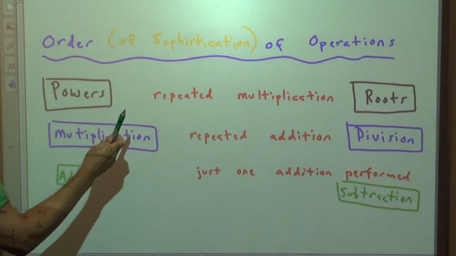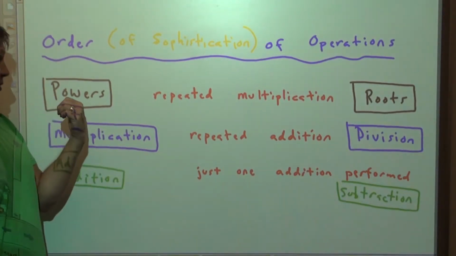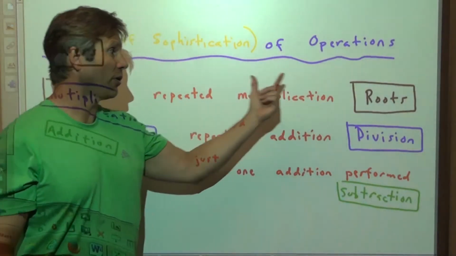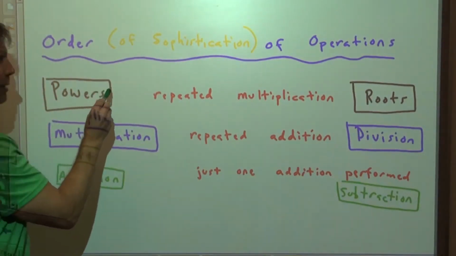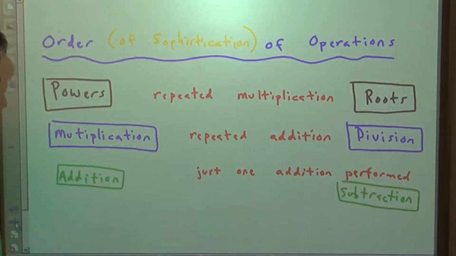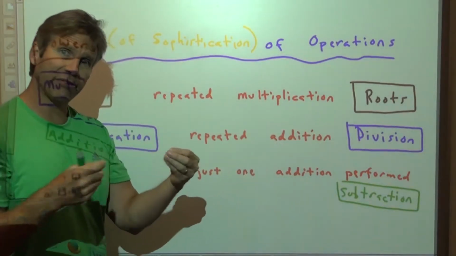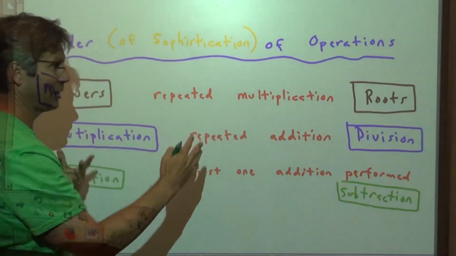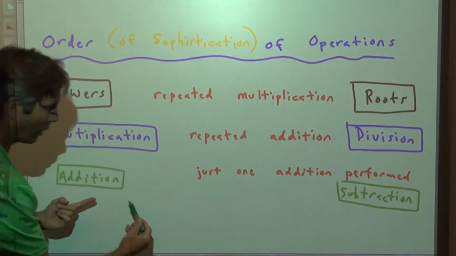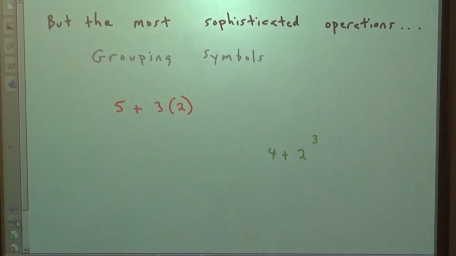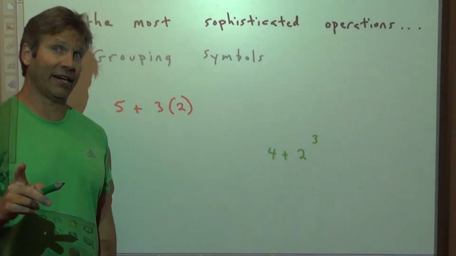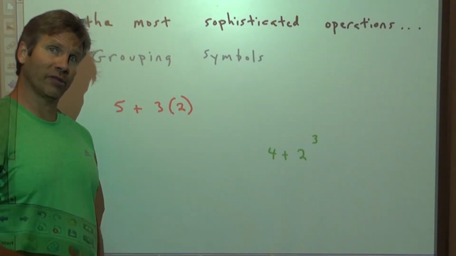So in addition, remember the inverse operations, so powers and roots are at the same level. They're inverses, they're just as sophisticated, so powers and roots get done first. Multiplication and division are inverse operations, but they're at the same level of sophistication. The lowest level of sophistication are the two inverse operations of addition and subtraction. But the most sophisticated operation are grouping symbols.